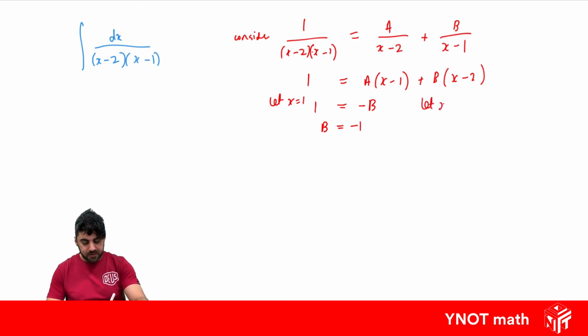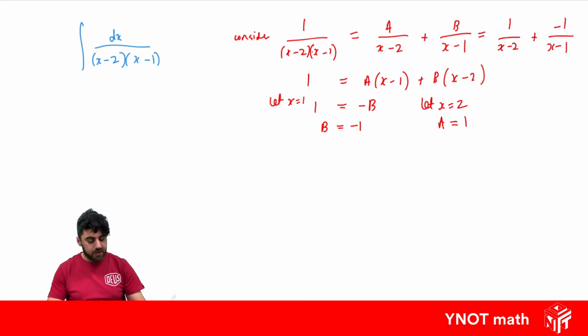And now if we let x equal to 2, this is going to cancel out this value here. And we're going to get 2 minus 1, which is 1. 1 times a is a, so we're just going to get a is equal to 1. So now we know that this fraction can be written as 1 over x minus 2 plus minus 1 over x minus 1. And let's go ahead and sub that in to our integral.